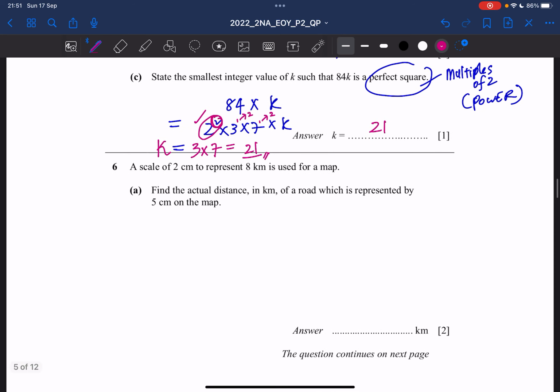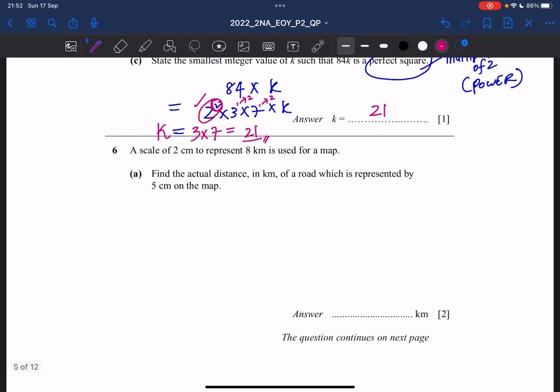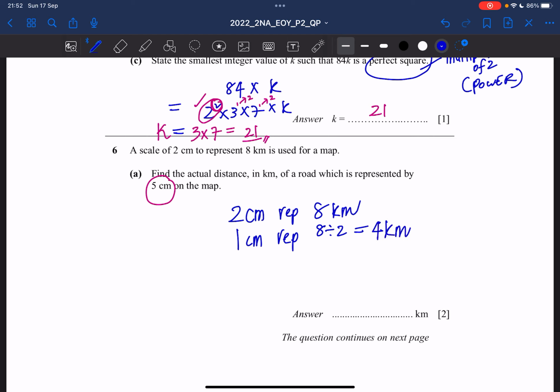Now question 6. A scale of 2 centimeter to represent 8 kilometer is used for a map. So if you have 5 centimeter, what is the actual distance? Okay, so 2 centimeter represent 8 kilometer. So 1 centimeter actually represent 8 divided by 2 equals 4 kilometer. It's like a unit method. Then you have 5, right? So 5 centimeter represent 4 times 5 equals 20 kilometers. So put 20 here.